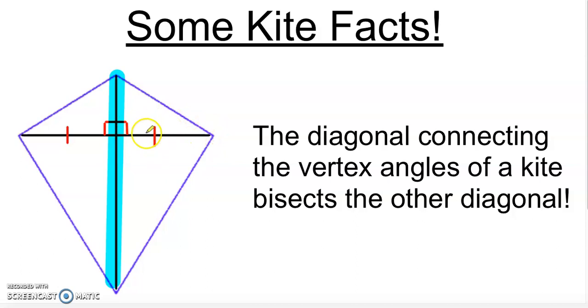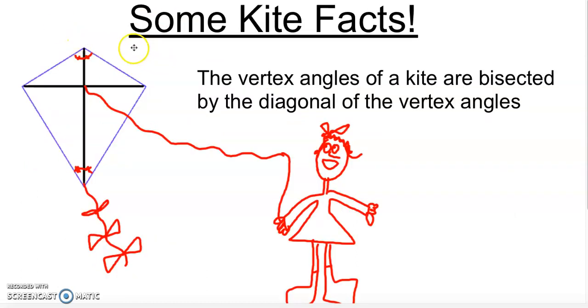And if you look at this diagonal, this one doesn't do it. This diagonal does not chop the other one up equally, so this part here is way shorter than this part. So the diagonal that connects the vertex angles, first of all, bisects the other diagonal. And then it does something else that's pretty cool. It bisects the vertex angles.